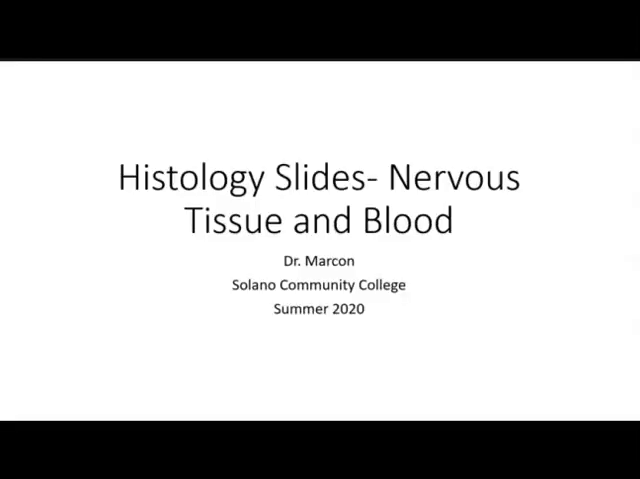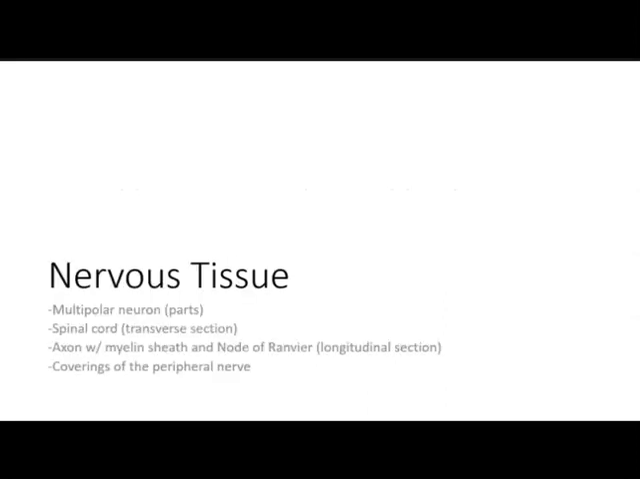So these are the histoslides for nervous tissue and blood. Some structures you need to make sure you're studying include the parts of the multipolar neuron, the dendrites, as well as the axon and the cell body and the nucleolus.